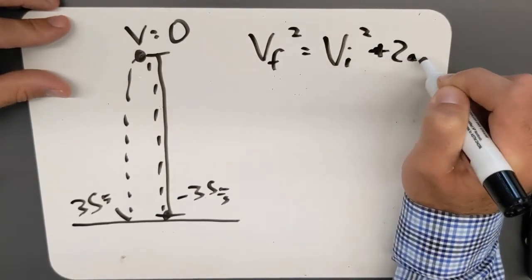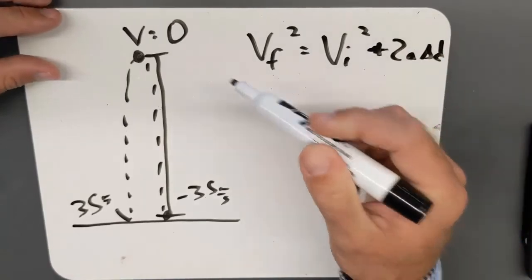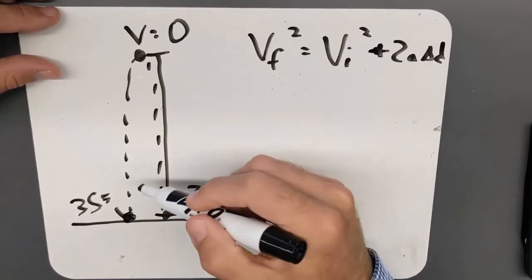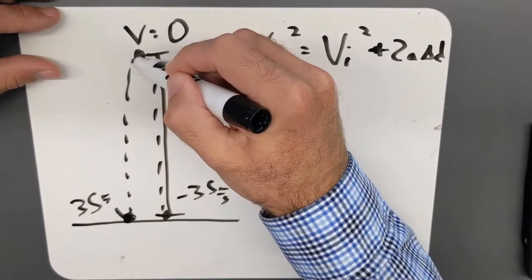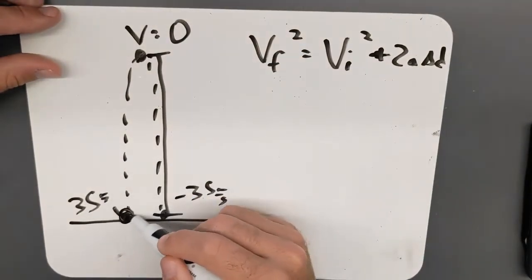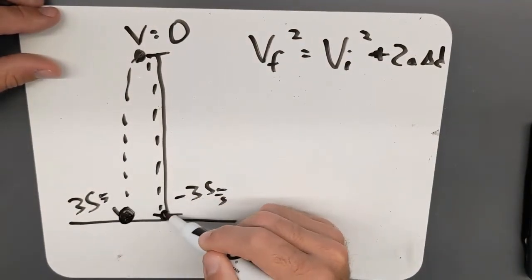Plus 2a delta d. Now, I like dropping things from the top. I'll show you how to do that in a sec, all right? But we could go from there to there, all right? That would give us how high, or we go from there to there. What we cannot do is go from here to here, all right?